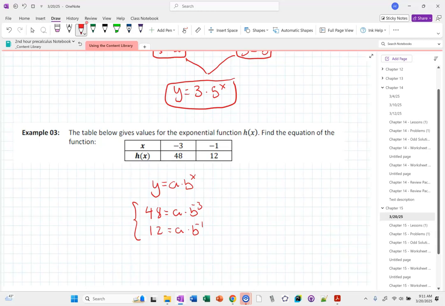Jenna, this is your pass. Whenever you're ready.